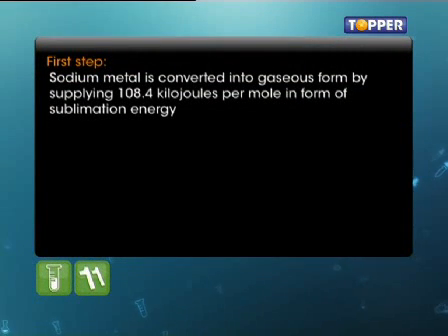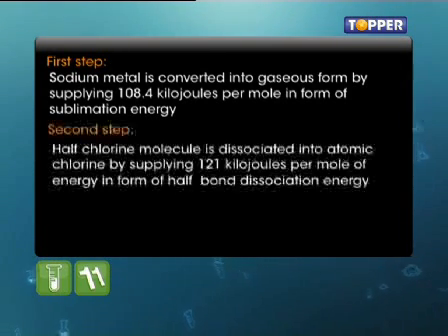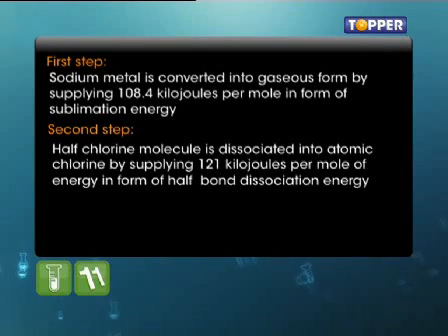If we apply this law to all the enthalpies involved in the formation of a lattice of an ionic substance, the route from one step to another is called Born-Haber cycle. Let us now construct a Born-Haber cycle for our favorite compound for the day, sodium chloride. In the first step, sodium metal is converted into gaseous form by supplying 108.4 kilojoules per mole in form of sublimation energy. Half of chlorine molecule is dissociated into atomic chlorine by supplying 121 kilojoules per mole of energy in form of half the bond dissociation energy in the second step.